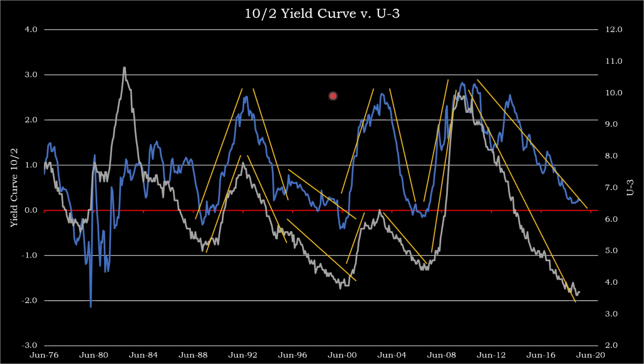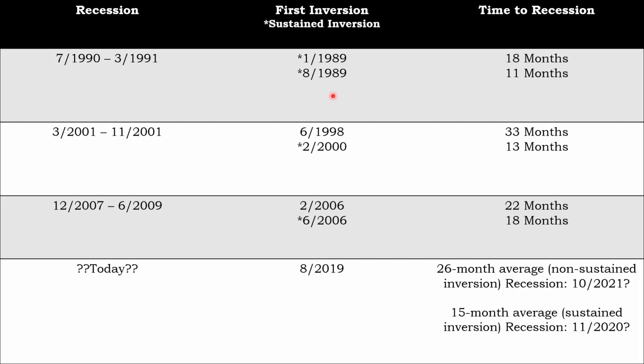So continuing with some of our analysis that we have been conducting through previous presentations, we have a yield curve. This is the 10-year and 2-year. So we look at a handful of recessions. If we look at the recession back in 1990, 1991, we see that our first inversion took place in January of 1989. The official recession began in July of 1990. So a duration of 18 months given our first inversion.